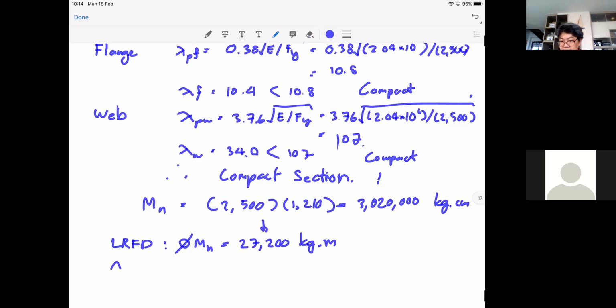Or ASD, it is nominal moment divided by factor of safety. So I have 18100 kilogram meter. Okay, but that's it. So I can say that if we, have I posted the rubric?